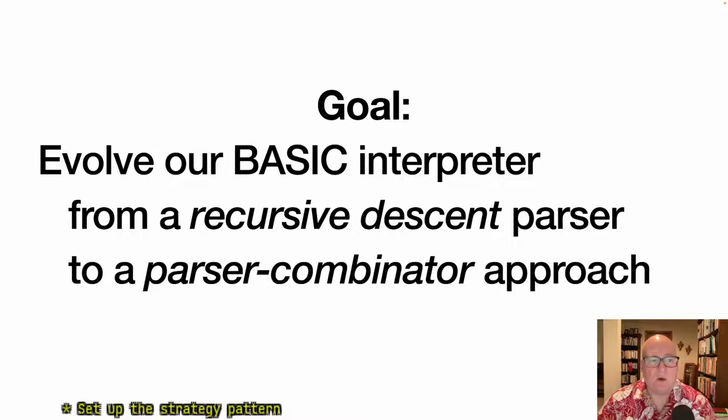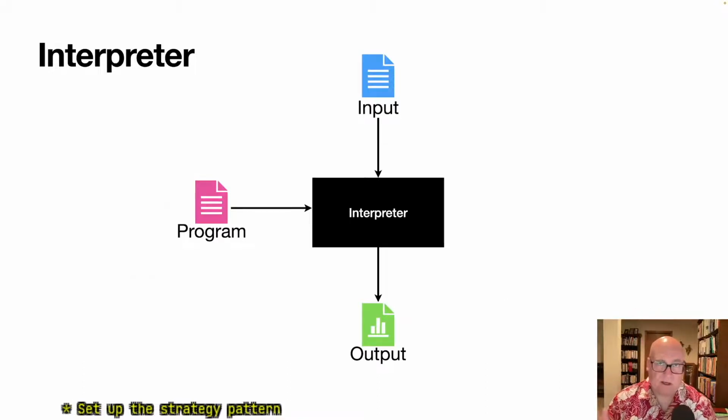All right, so our goal is to evolve our basic interpreter from recursive descent to parser combinator. We've covered this before, but just to catch everybody up to the same level: an interpreter is a program. It takes another program as input, and then it basically simulates that program, and whenever the program wants input, it goes out and gets some input. Whenever it creates output, it goes and creates some output. So in effect, you've got a way to run your program. The interpreter looks at a little bit of it at a time and executes it on its own.